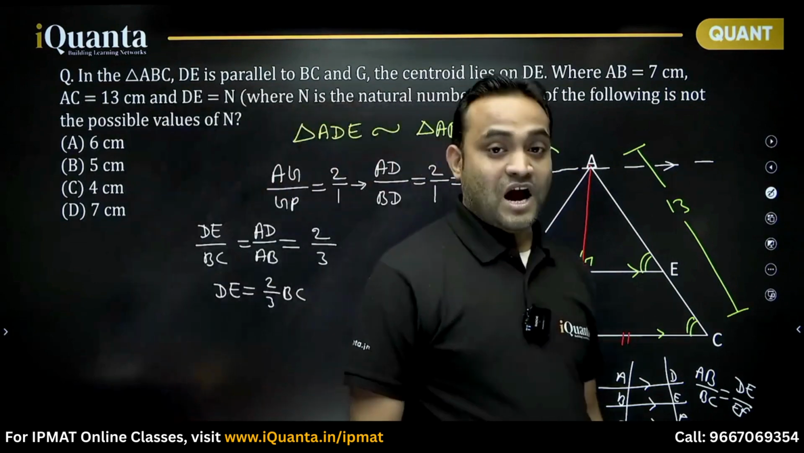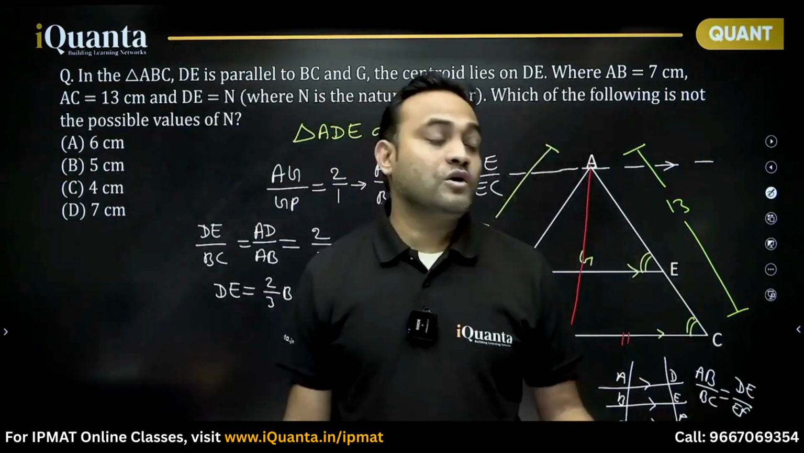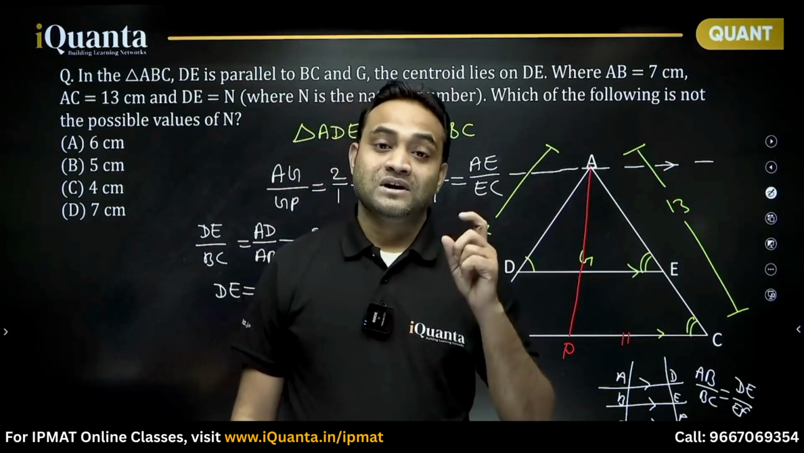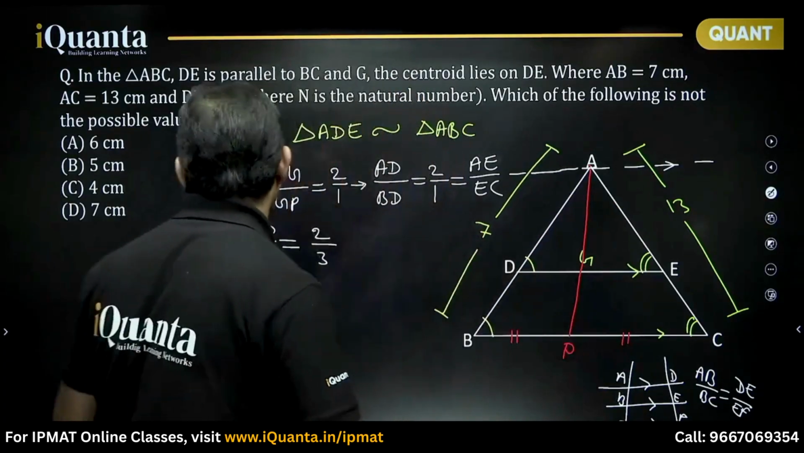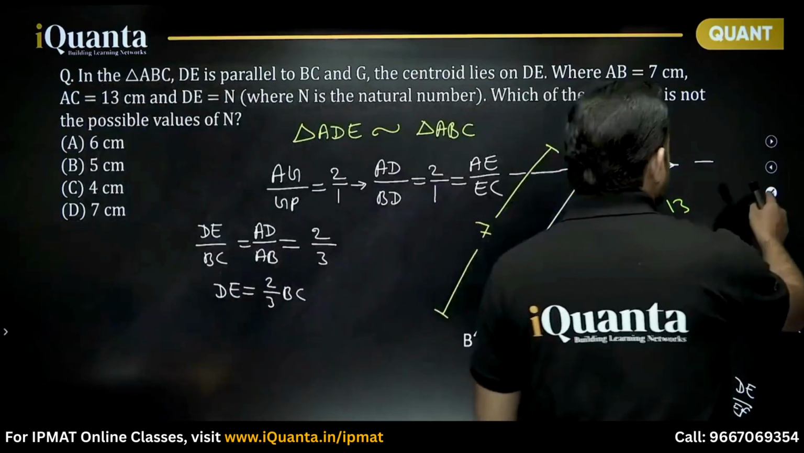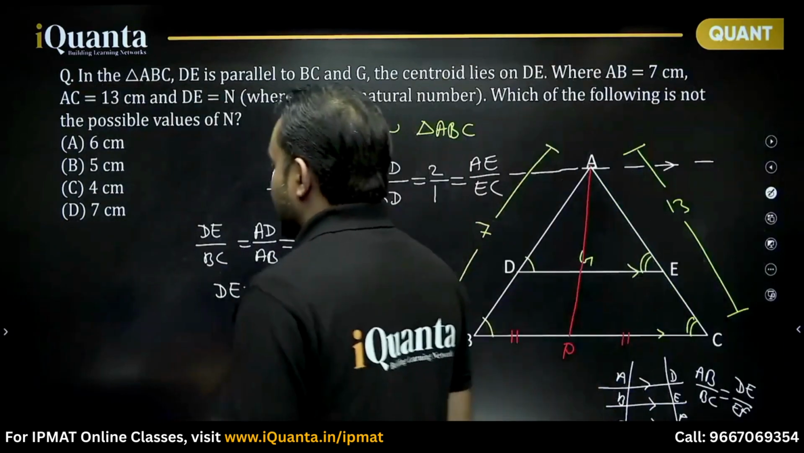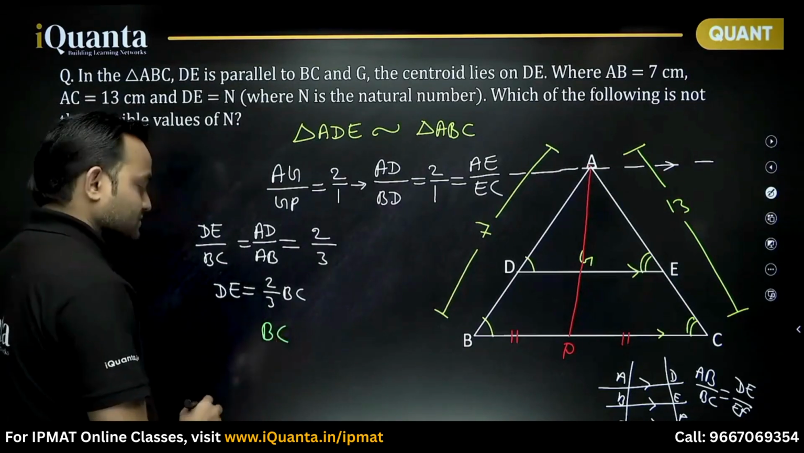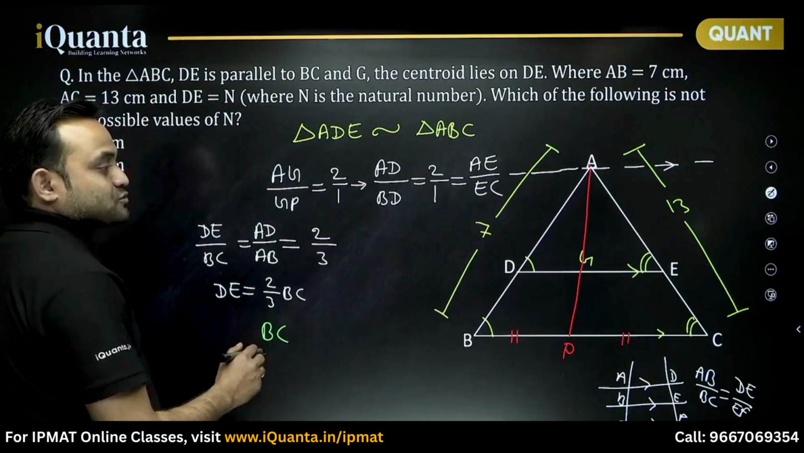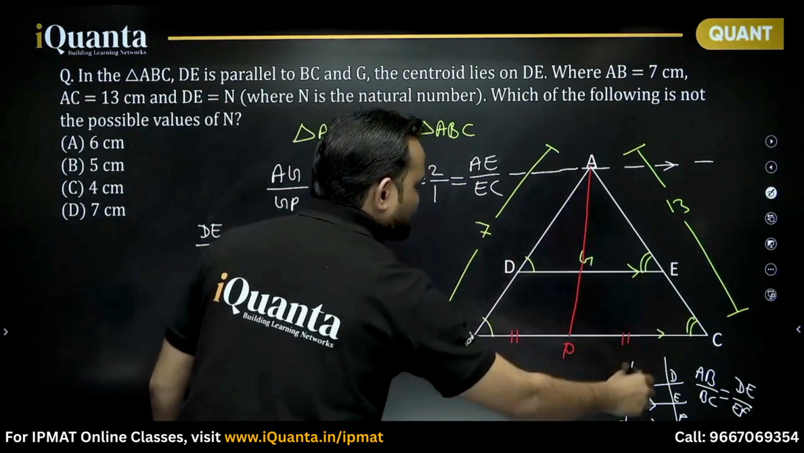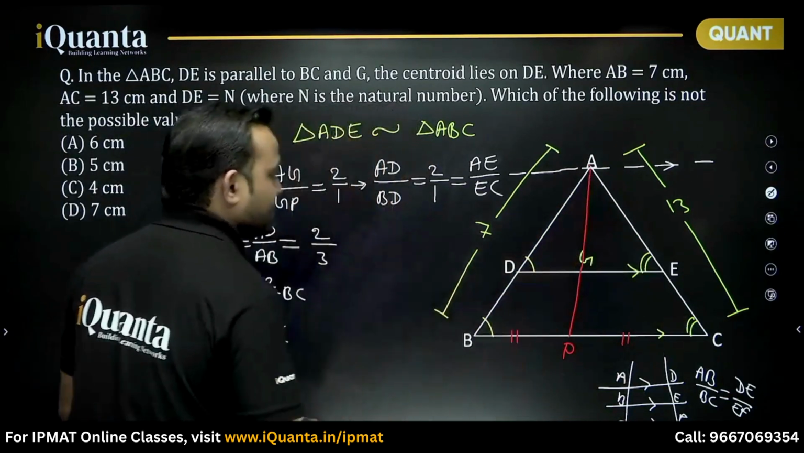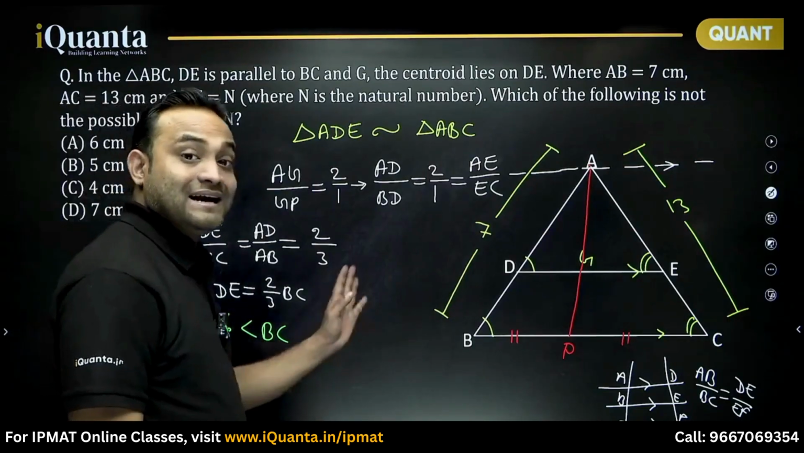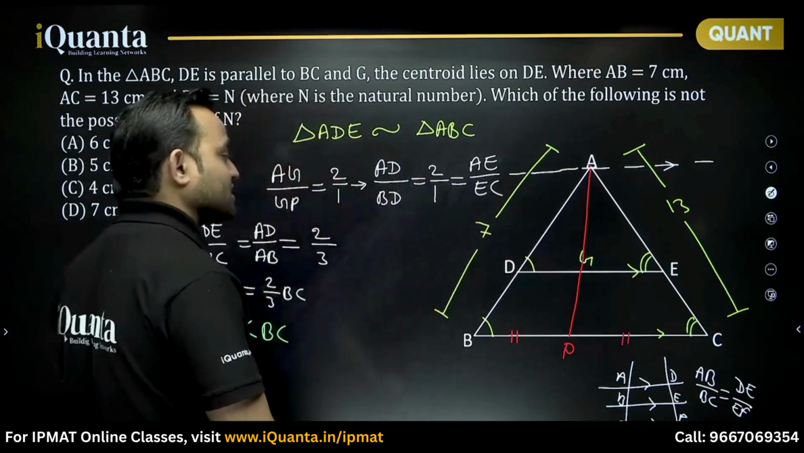But our work is not done here. Do we know what is the length of BC? No, we don't know. But we can find out the range of lengths that BC can take. In any triangle, a side length is more than the absolute difference between the other two sides. So AC minus AB is 6. So BC should be greater than 6 and less than the sum of the other two sides. So 13 plus 7 is 20.